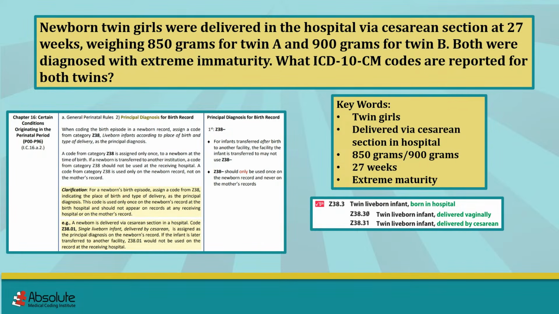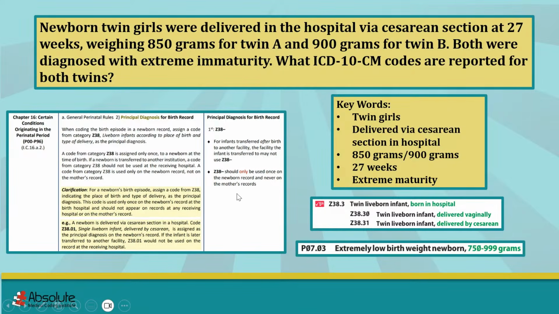Then we also have to take into consideration the weight. After this, we are going to look up low birth weight, extreme, and there is a code right here. This is going to be P07.03. This codes for the extremely low birth weight for a newborn, 750 through 999 grams. So this takes both the 850 grams and 900 grams. It would account for them.